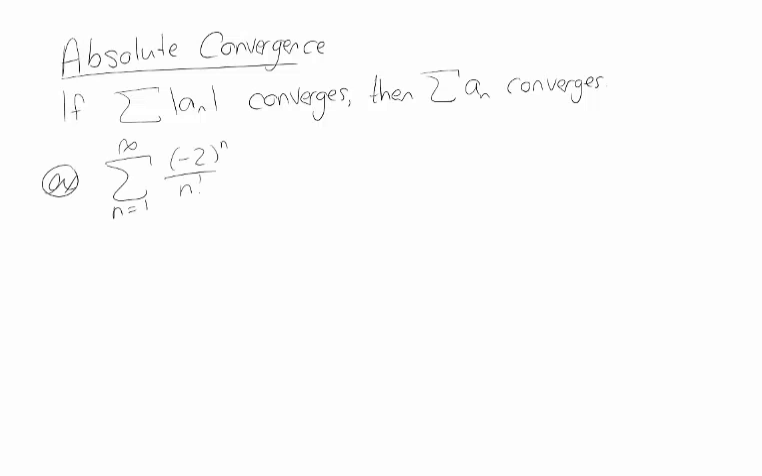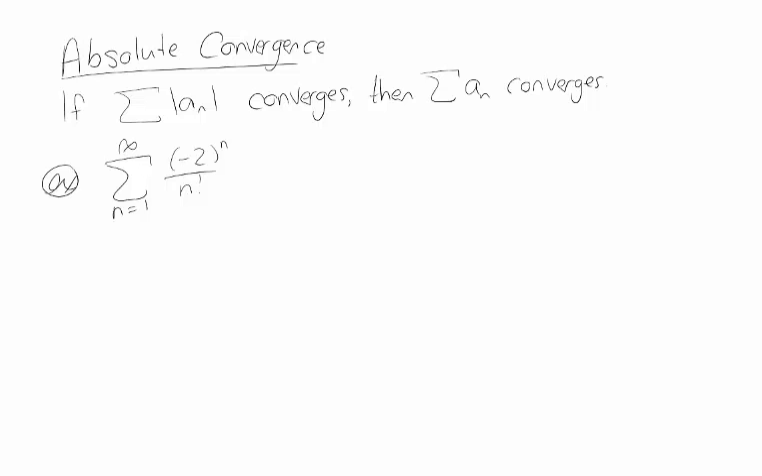Here's an example. I have this series, and I'd like to know whether it converges or diverges, but the problem is all the tests we know only work when your terms are positive. The ratio test, you need your terms to be positive. The limit test, the comparison test, you need your terms to be positive.